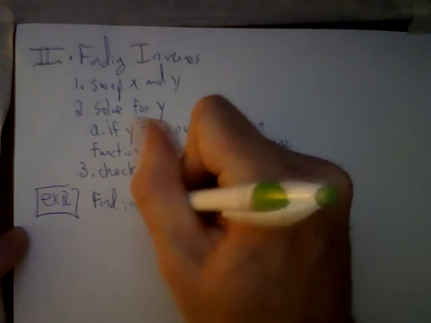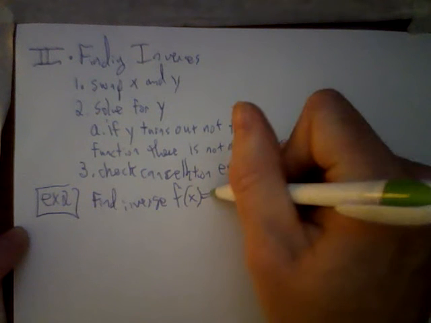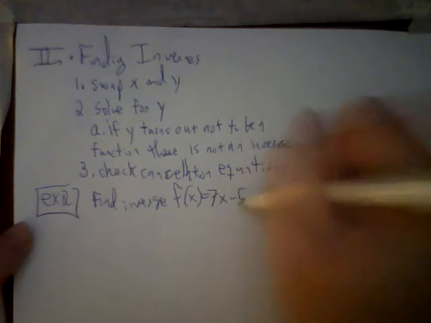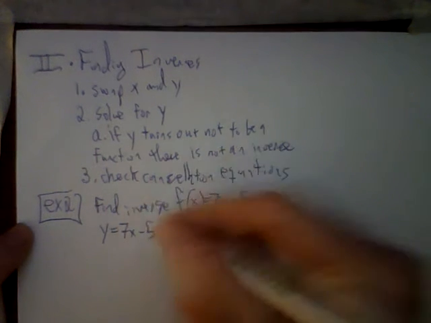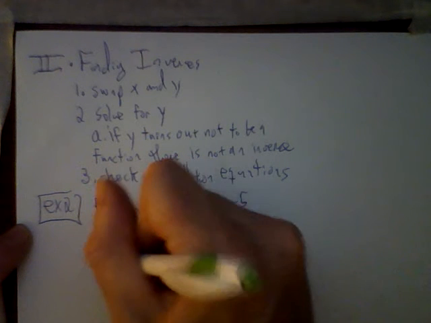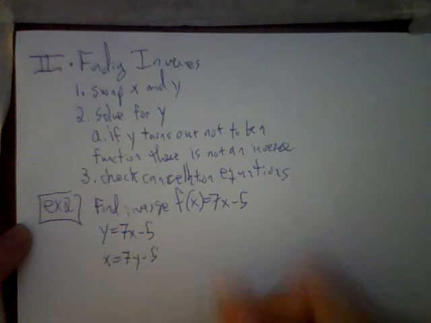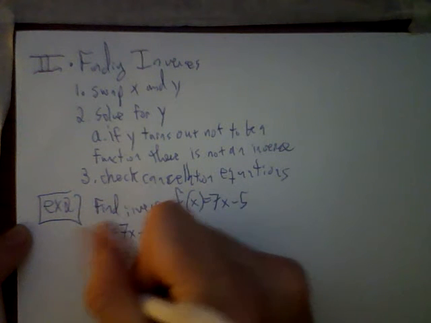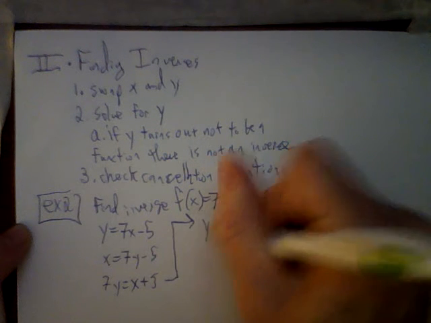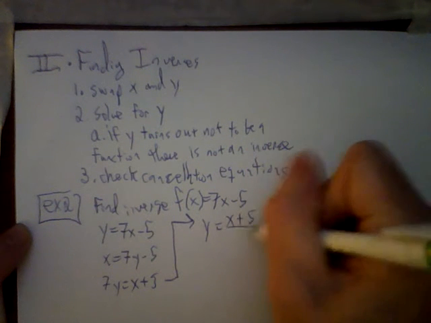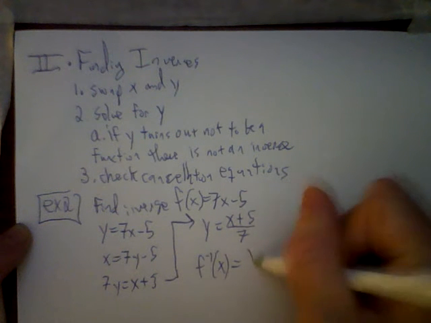Find the inverse of this linear guy, f of x equals 7x minus 5. So I'll write y equals 7x minus 5. To get its inverse, I'm going to swap the x's and the y's, so x equals 7y minus 5, and then solve for this guy. So you'll get 7y equals x plus 5, and then divide by 7 on both sides. You get y equals x plus 5 over 7. And then that will be your inverse function.